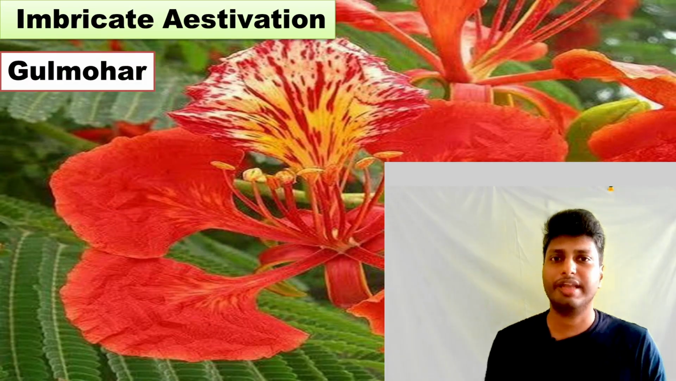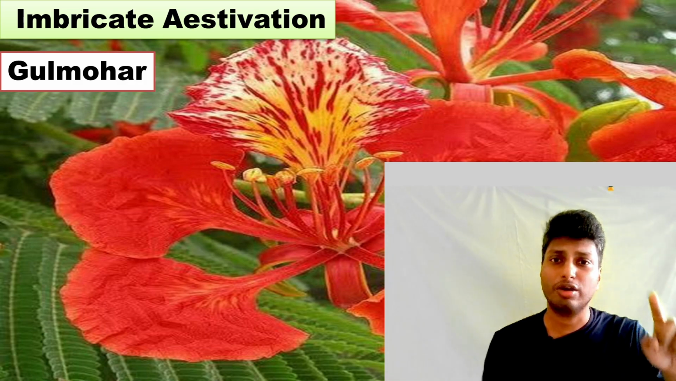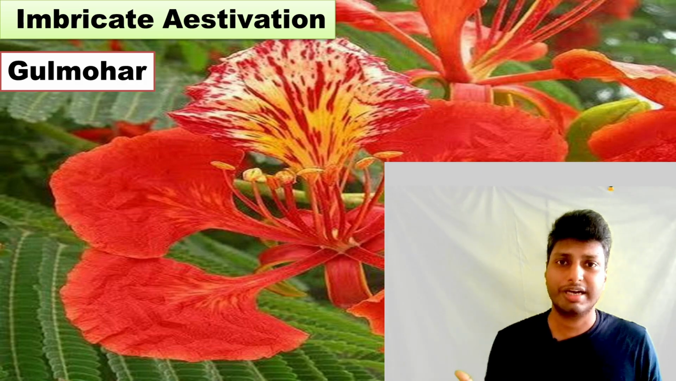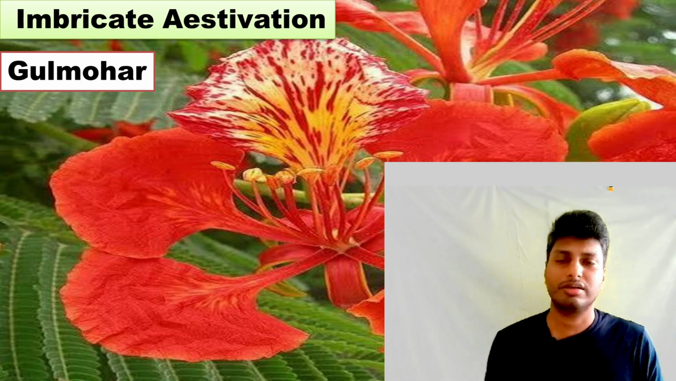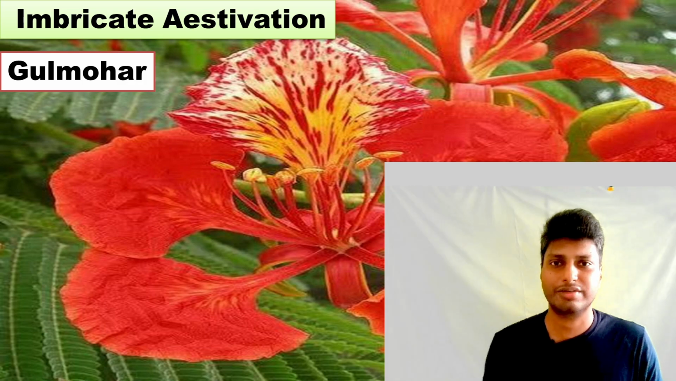Let me tell you the next type of aestivation. This is called Imbricate aestivation. The best example of Imbricate aestivation is the Gulmohar flower. But here, the petals are not overlapping each other in a particular direction like in Twisted aestivation. Here the arrangement of petals is in different directions, so they are overlapping in different directions. This is known as Imbricate aestivation.